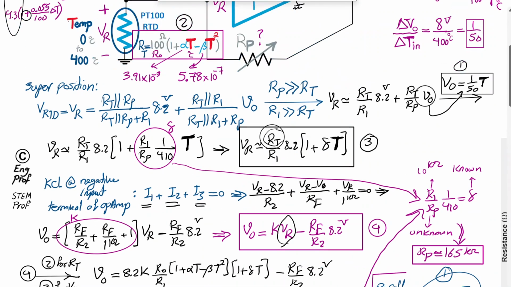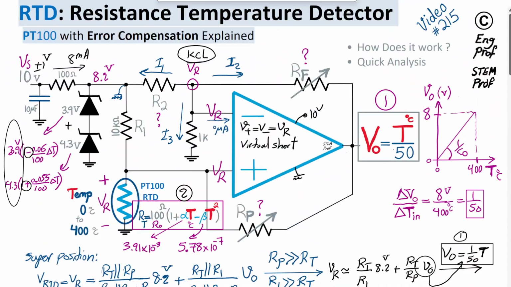So in summary, what we found in this computation is RF is roughly, so I'm just gonna write rough numbers, roughly 58 kilo ohm, or let's say 57.8 kilo ohm, and R2 is approximately 97.3 kilo ohm, and Rp is approximately 165 kilo ohm.